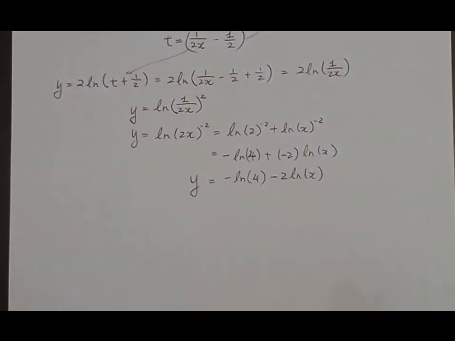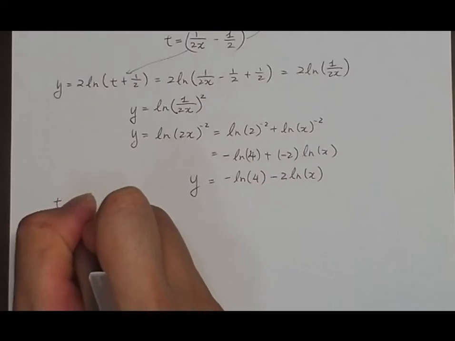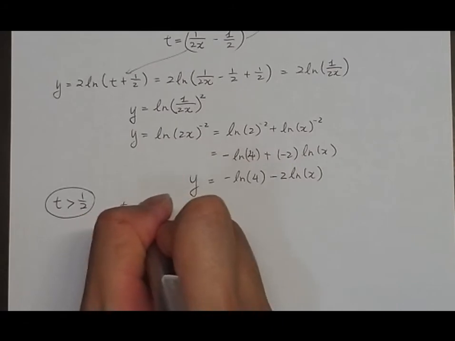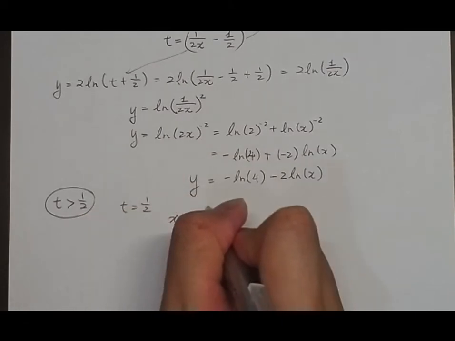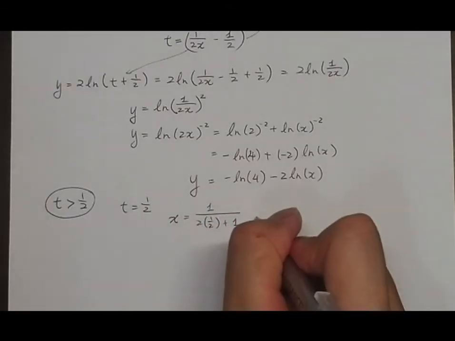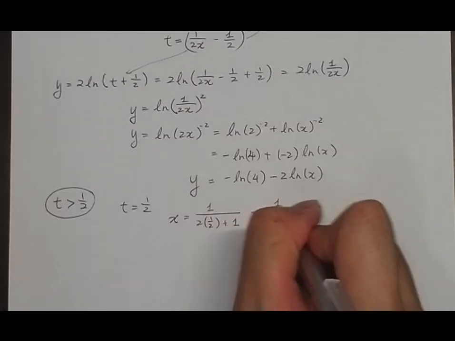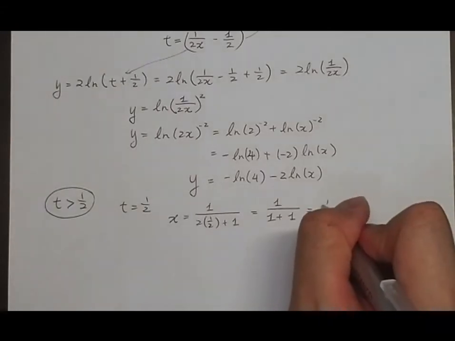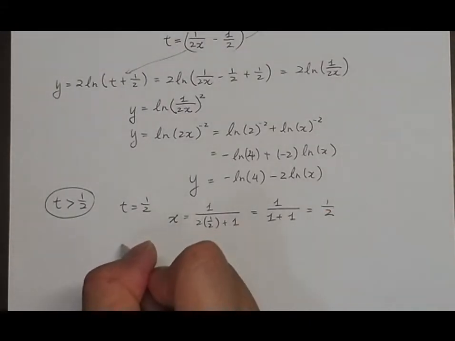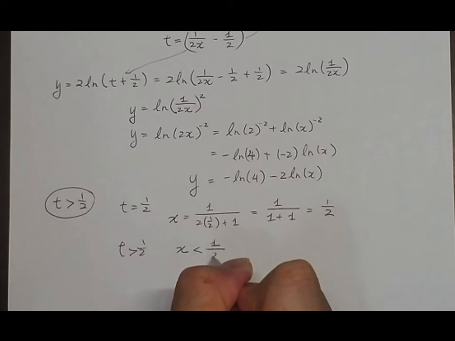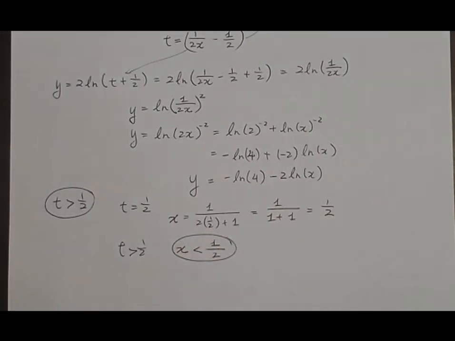Now we find the domain of this equation. When t is greater than half, so when t is equal to half, x is equal to 1 over 2 times half plus 1. So x is equal to 1 over 1 plus 1 is equal to half. So when t is greater than half, x should be less than half. This is the domain of the equation.